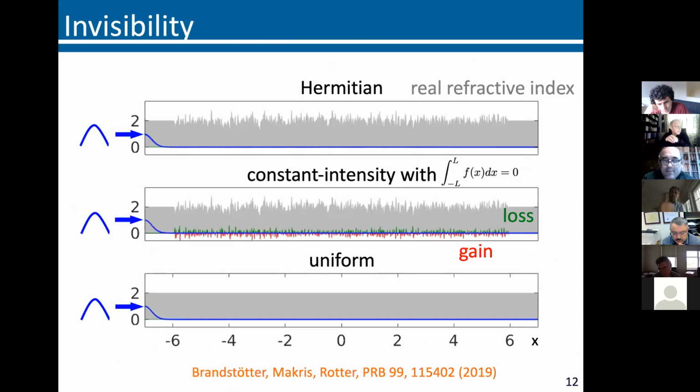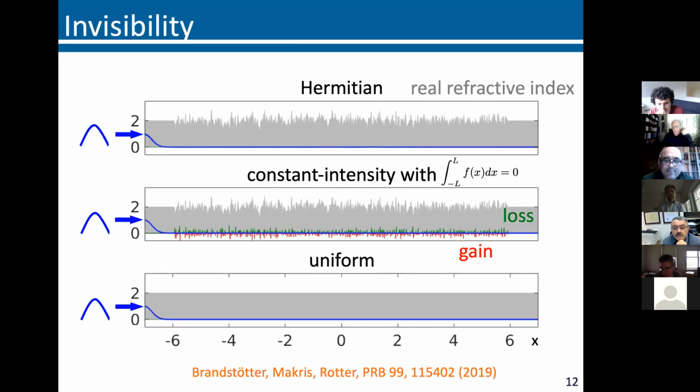Which also means that you will run into problems if, for example, you have a potential step, because if you have a step, then the derivative will be infinite. And this would mean that you will have to add an infinite amount of gain and loss right at the step to actually kill the reflection there. So in other words, the whole thing depends on the smoothness of your potential. The smoother your potential is in its real part, the less stringent is the requirement of adding gain and loss that you need to add to get this to work. And the sharper, of course, the index varies in space, the more gain and loss you also need to add to compensate for that.